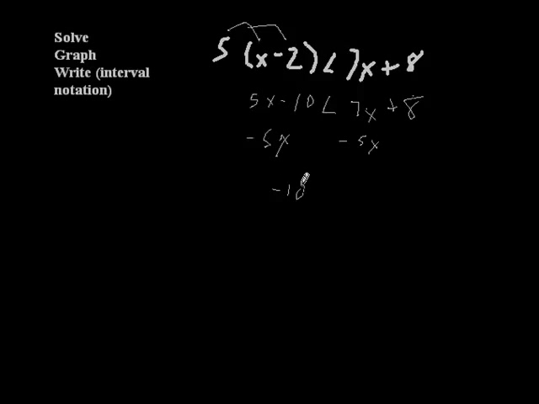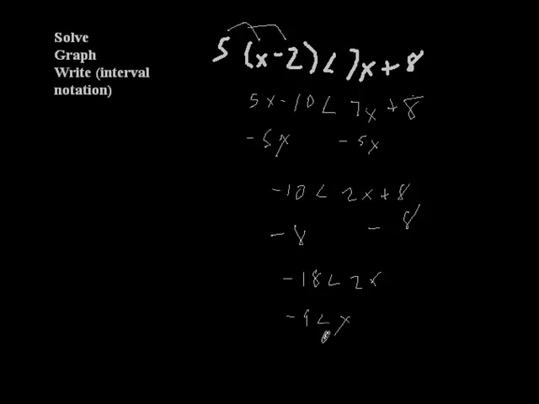Now I have negative 10 is less than 2x plus 8. Now subtract 8 from both sides. So negative 18 is less than 2x. And divide 2 on both sides, you have negative 9 is less than x.